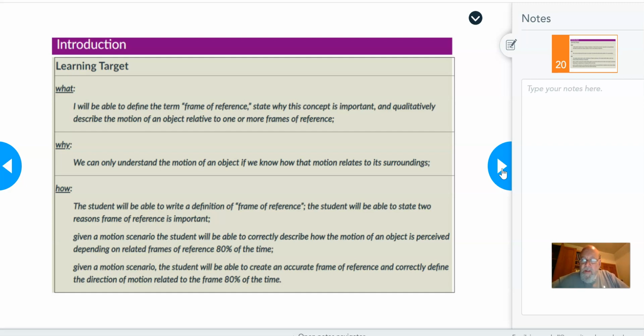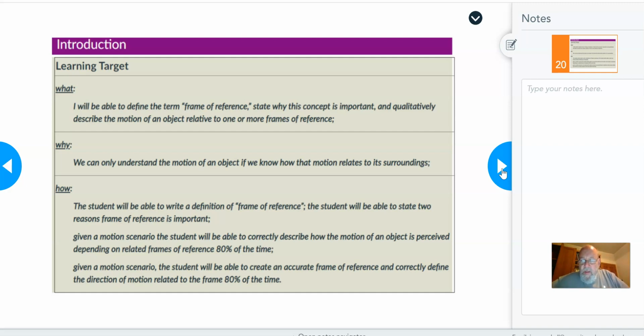Now, we can only understand the motion of an object if we know how the motion relates to its surroundings. Hopefully that makes sense. I can't really say the motion of the object is this, this, this, and this if I'm not comparing that motion to the surroundings of the object. Okay? So we need to understand this.